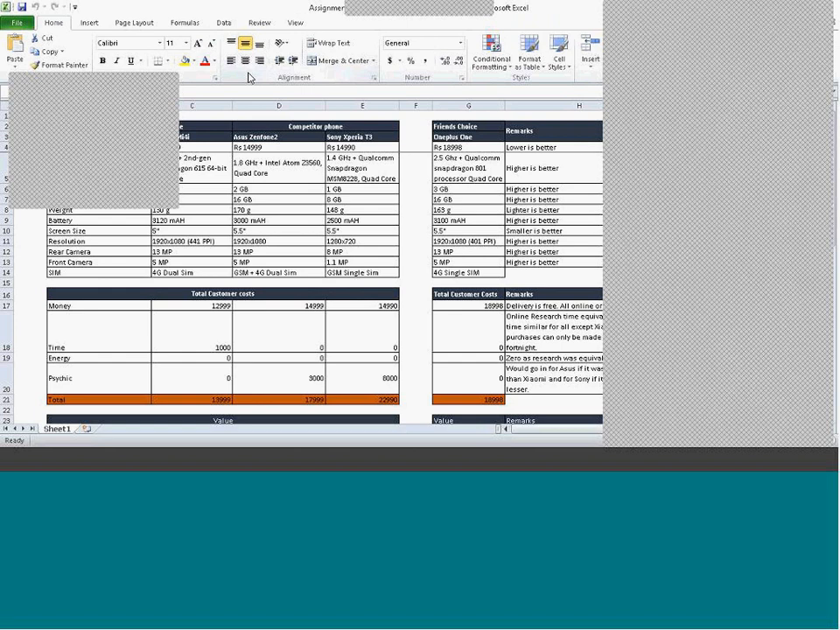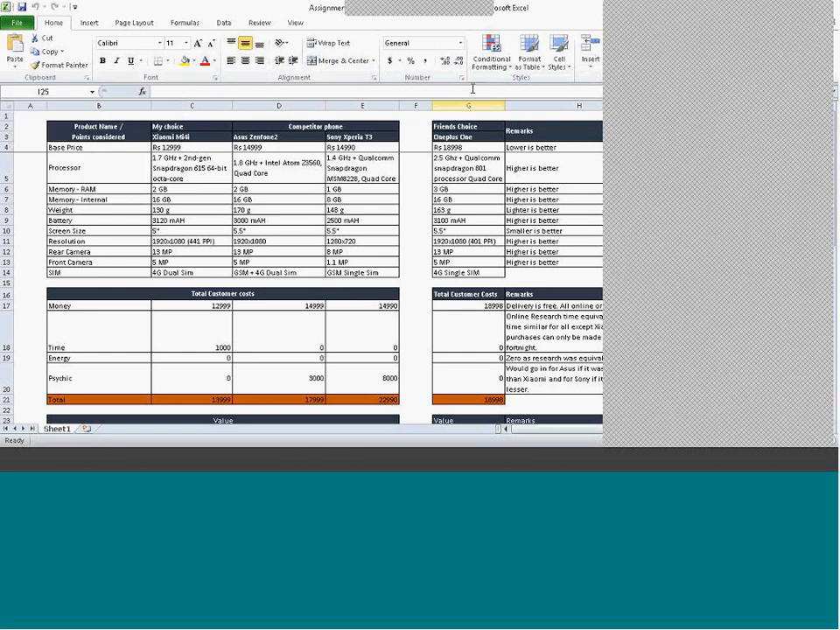Are you being able to see this? Are you being able to see this Excel sheet? Okay, so this is just an example of the first assignment which has been done by somebody. I will expect you all to be doing.